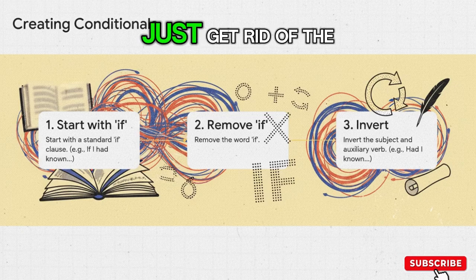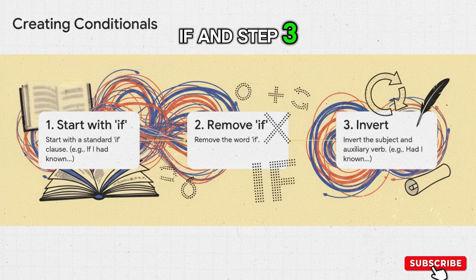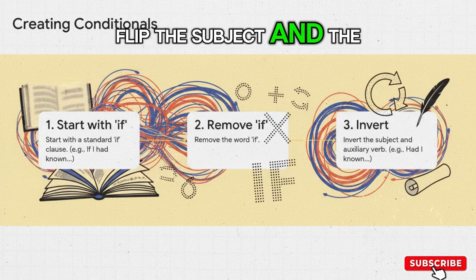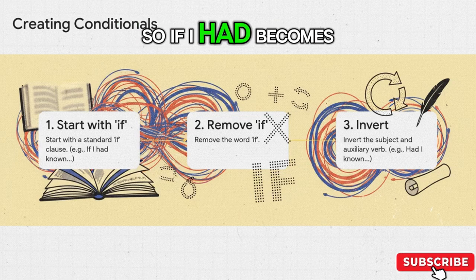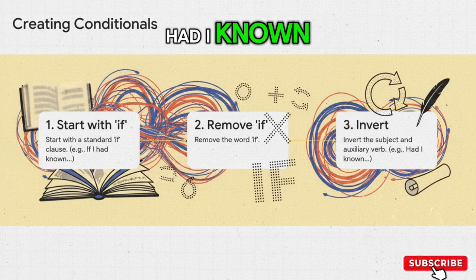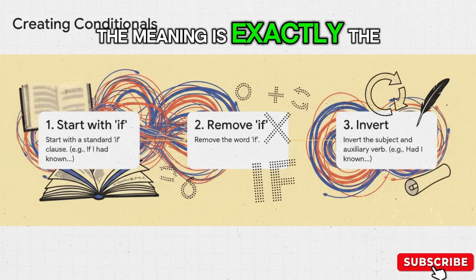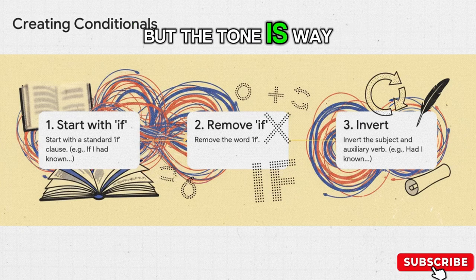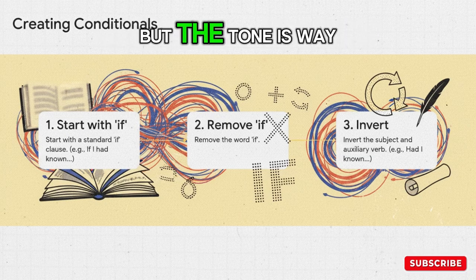Step 2, just get rid of the if. And step 3, flip the subject and the verb. So if I had becomes had I known. The meaning is exactly the same, but the tone is way more formal and elegant.